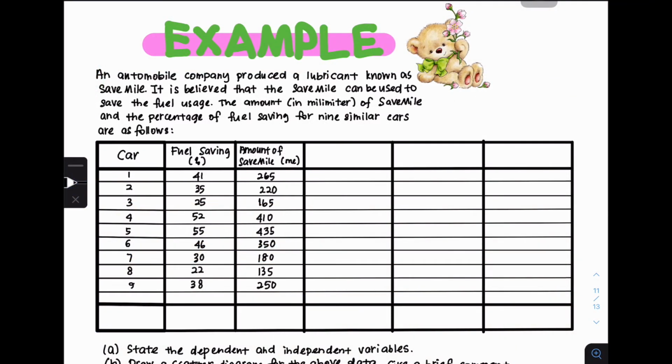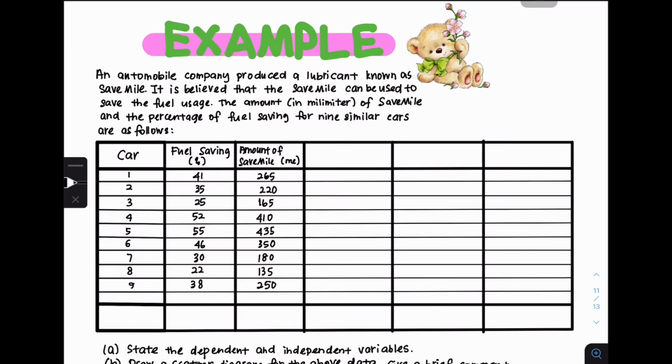Okay kelas, so kita nak tengok contoh yang kedua. So the second example, an automobile company produce a lubricant known as Safe Mile. It is believed that the Safe Mile can be used to save the fuel usage. The amount in millimeter of Safe Mile and the percentage of fuel saving for 9 similar cars are as follow.